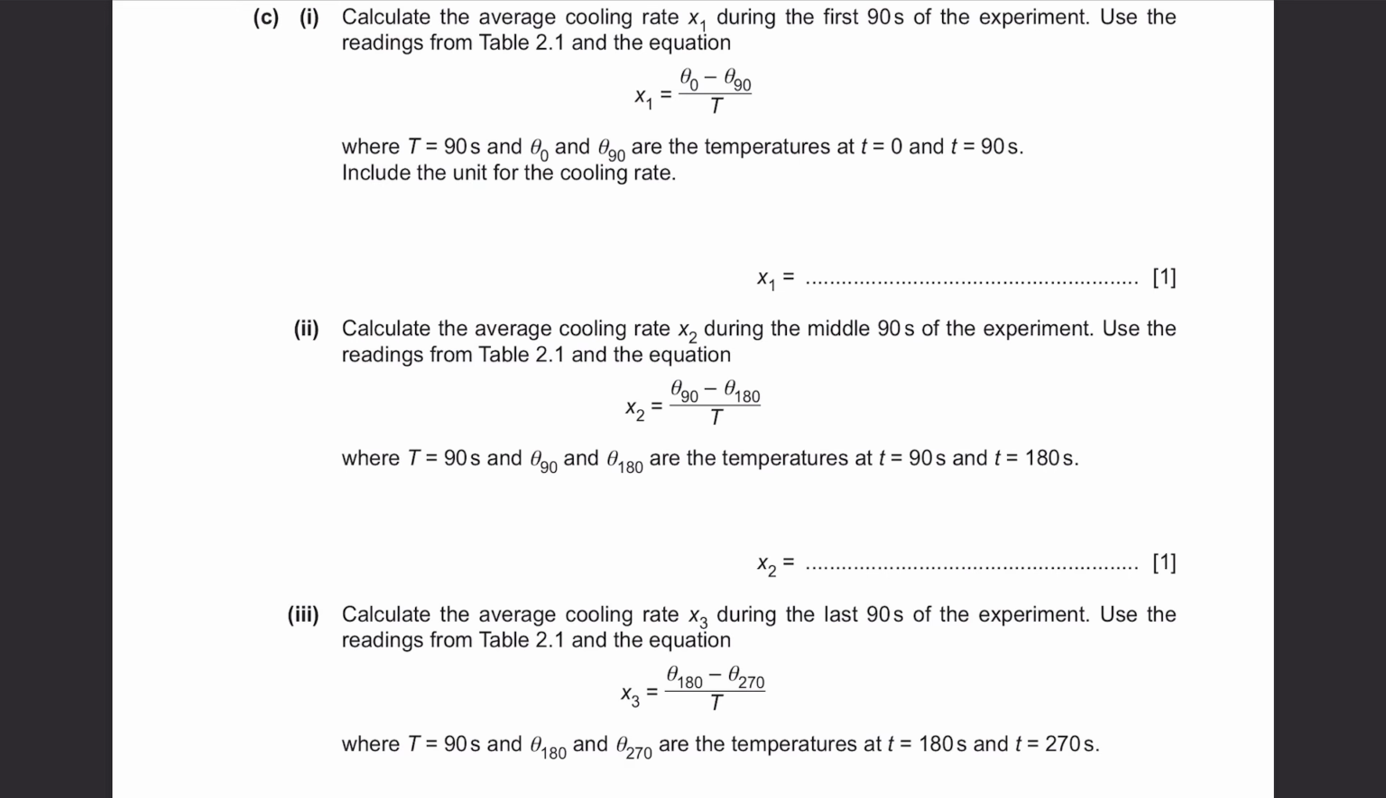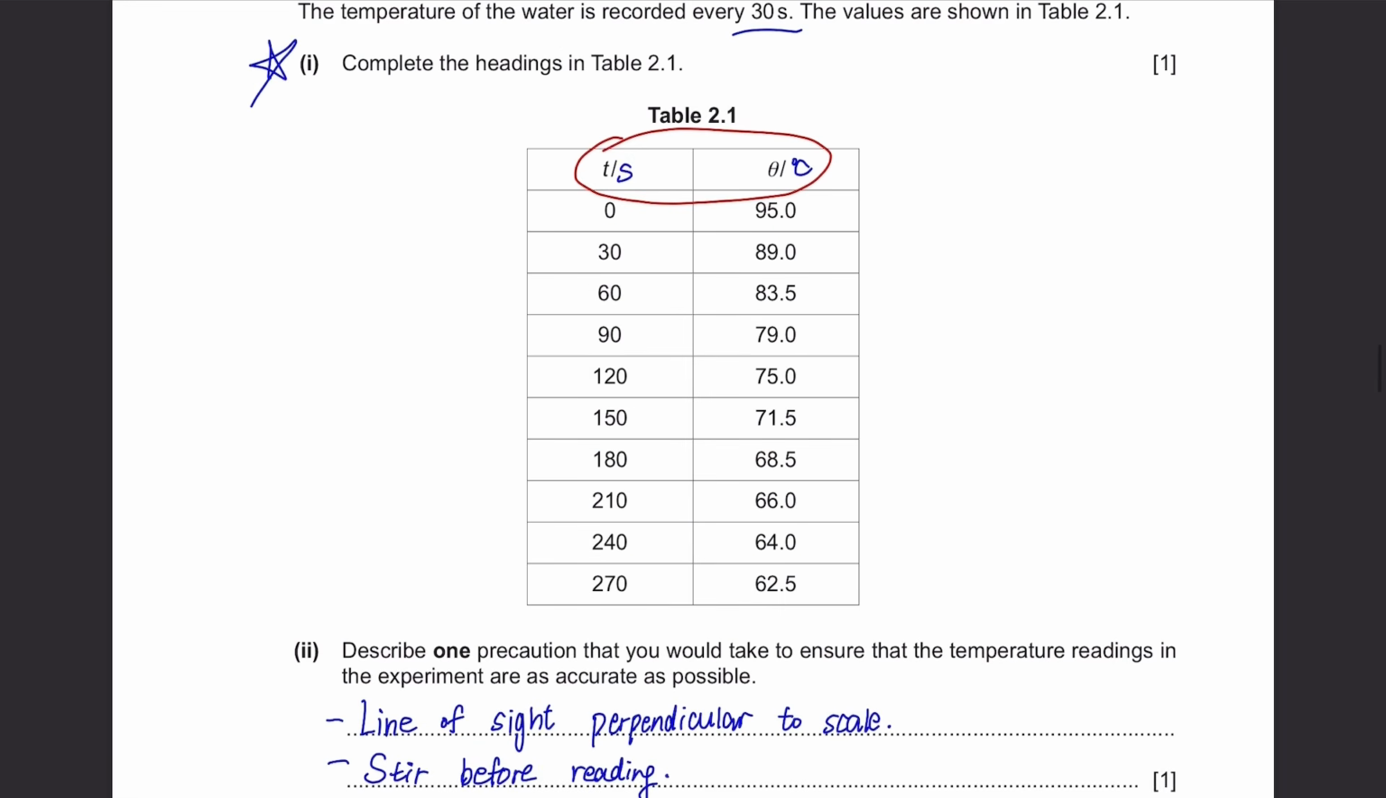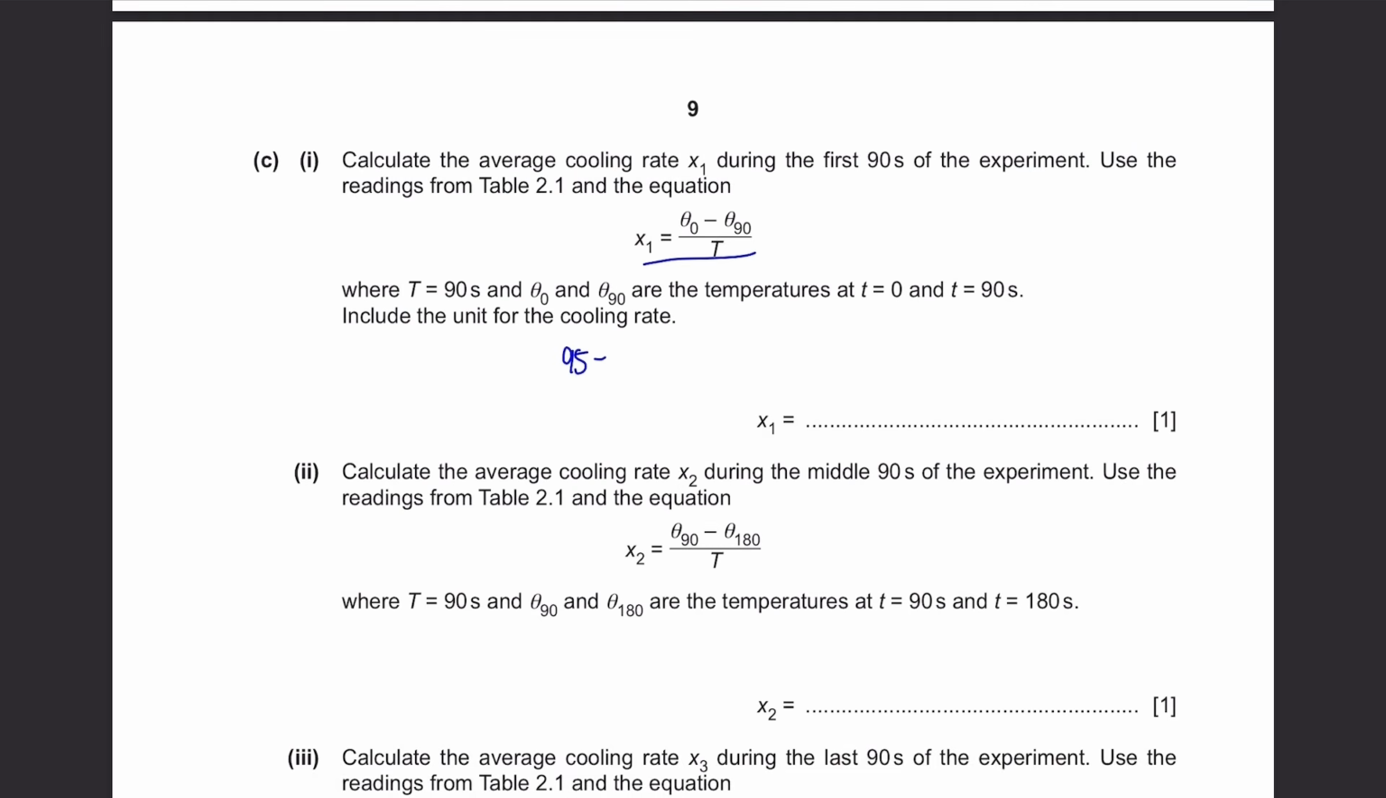Part C. Calculate the average cooling rate x1 during the first 90 seconds of the experiment. Use the readings from table 2.1 and this equation, where t equals 90 seconds and theta 0 and theta 90 are the temperatures at t 0 and t 90 seconds. Include the unit for the cooling rate. So what's the temperature at 0 seconds and 90 seconds? They are 95 and 79. So 95 minus 79 divided by 90 equals 0.18.